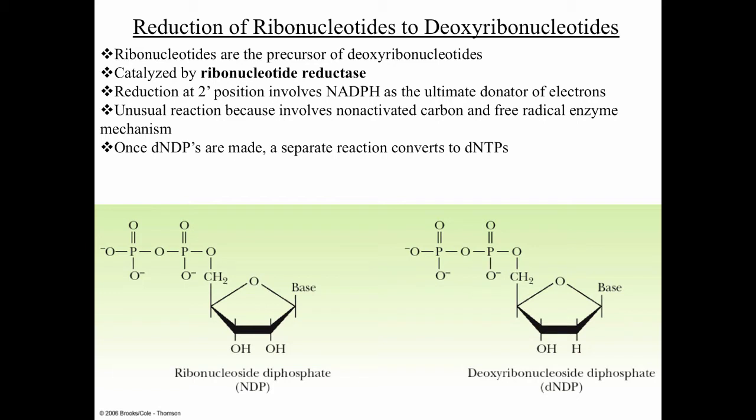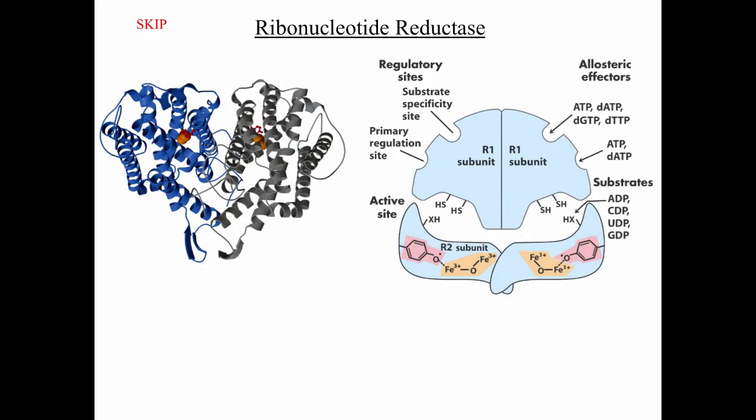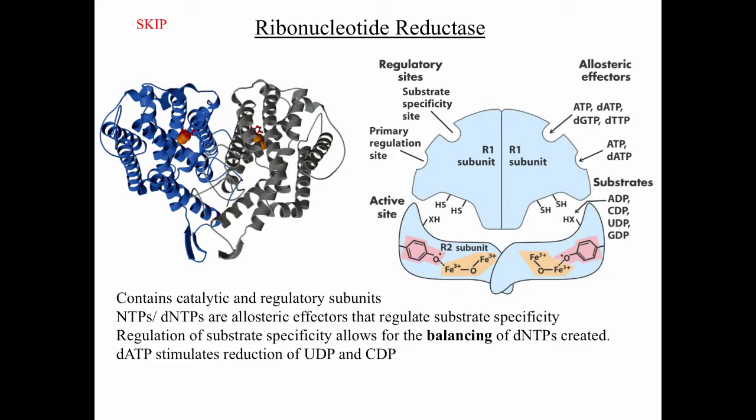Once deoxynucleotide diphosphates are made, then a separate reaction is going to convert the dNDPs into dNTPs. We're really going to skip this slide, but I'll just talk about this very briefly. This is the structure of ribonucleotide reductase. It has regulatory subunits and catalytic subunits, and essentially different nucleotides can bind to the regulatory subunit, which then dictates the specificity of the catalytic subunits. But again, you guys don't have to know this information. We're going to go ahead and skip this.